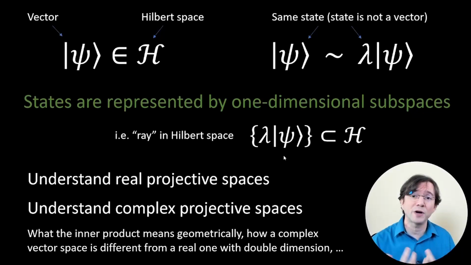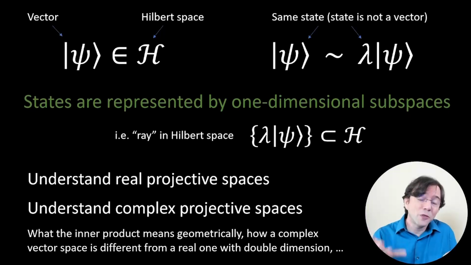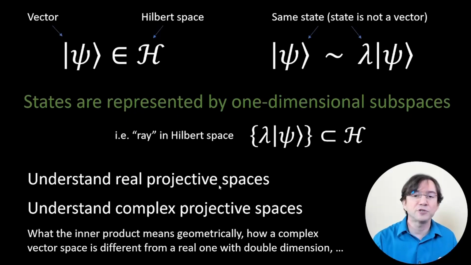So really, the geometry that we're interested in for the physics of quantum mechanics is not the geometry of the vector in the vector space. We're really interested in the geometry of these one-dimensional subspaces because those are the things that represent states physically. And the space that is the collection of all these one-dimensional subspaces together with geometry is called the projective space. And so that's really what we need to look at to get a really good idea of how the mathematics of quantum mechanics works. So first, as I said, we're going to understand real projective spaces so that you get a good sense, and then we'll understand how complex projective spaces work.